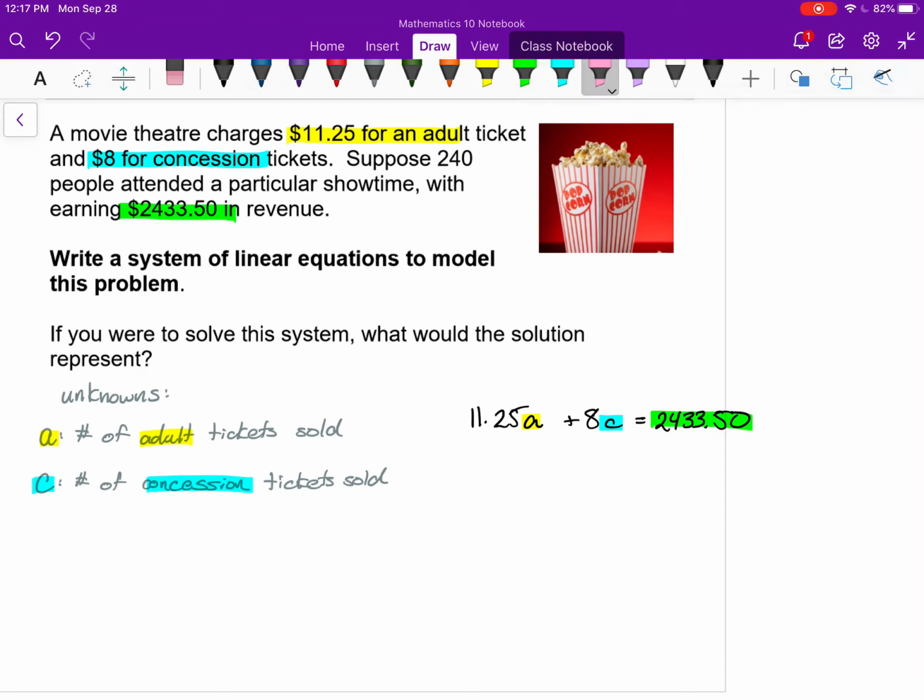The other equation comes from this. 240 people attended this particular showtime. So if 240 people attended, that means the adult and concession tickets together equal 240. So my other equation would be A plus C equals 240. And now, notice I have two unknowns, A and C, but I have two equations. And so there must be a way of solving this.